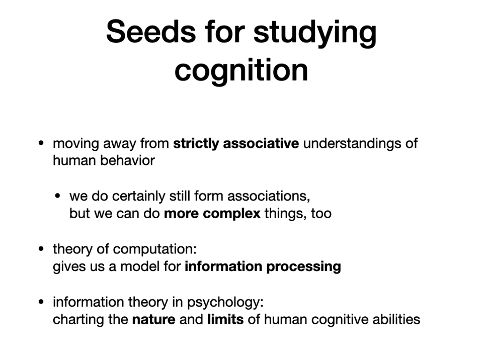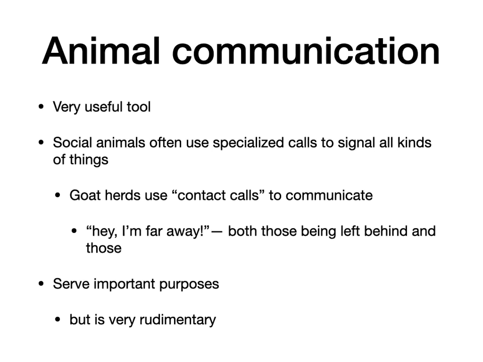So let's talk real quick about language, but in its sort of ethereal beginning state, basic communication. Think about animal communication. It is this very useful tool. We all need to be able to communicate, right? Social animals have a variety of calls that they can use to signal all kinds of things. Goats, in particular, use what are called contact calls to just keep track of each other. If it boiled down to one sentiment, it was, "Hey, I'm far away." Both in the way of saying, "Hey, you need to catch up," but also in the way of saying, "Hey, I think I'm falling behind," right?